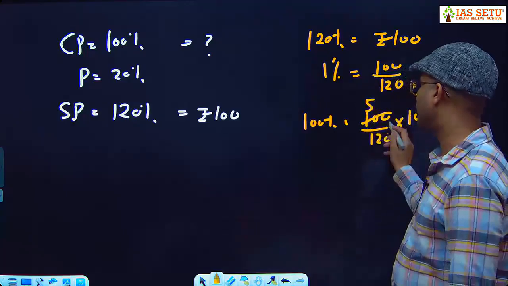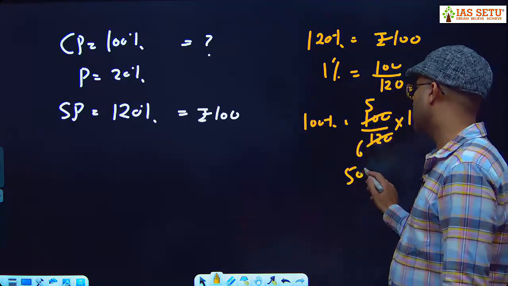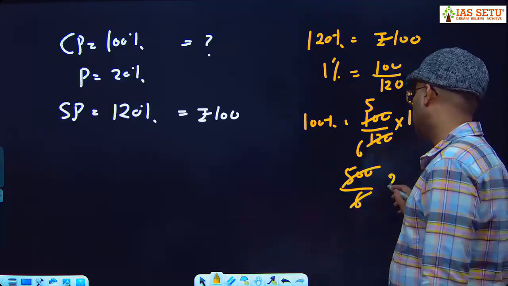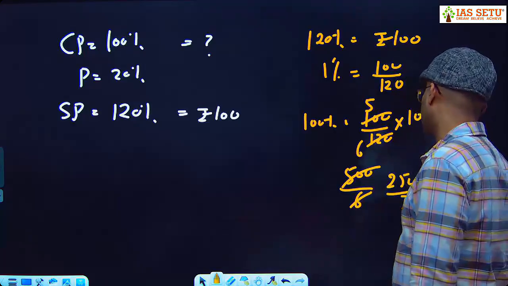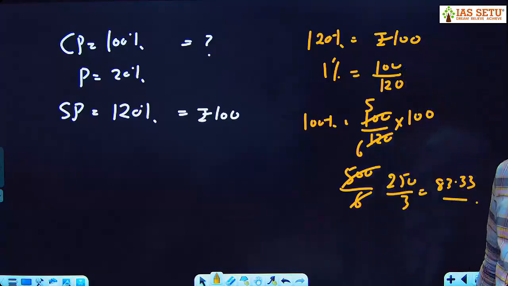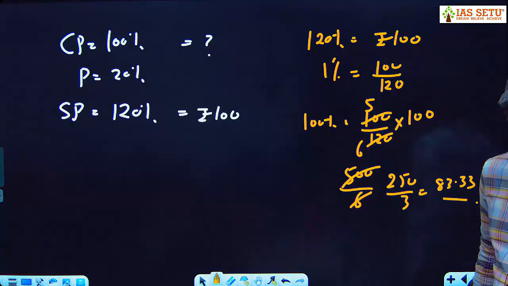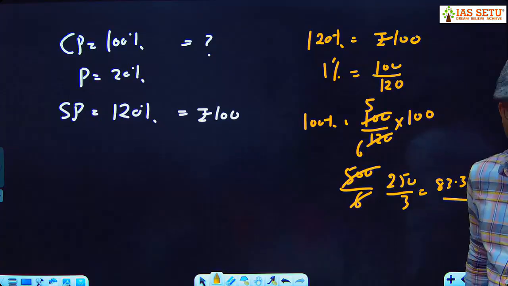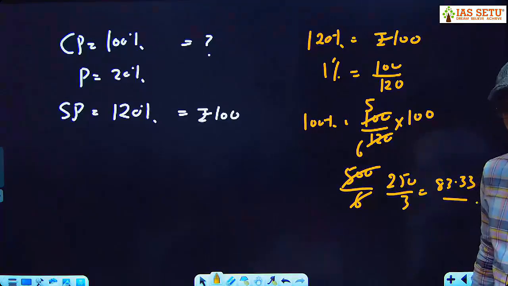This is 500 by 6. This is 250 by 3. It is 83.3. Okay. Third method I will tell you, but let me tell you the chain rule first. I will tell you, which is very easy, which will take very less time.